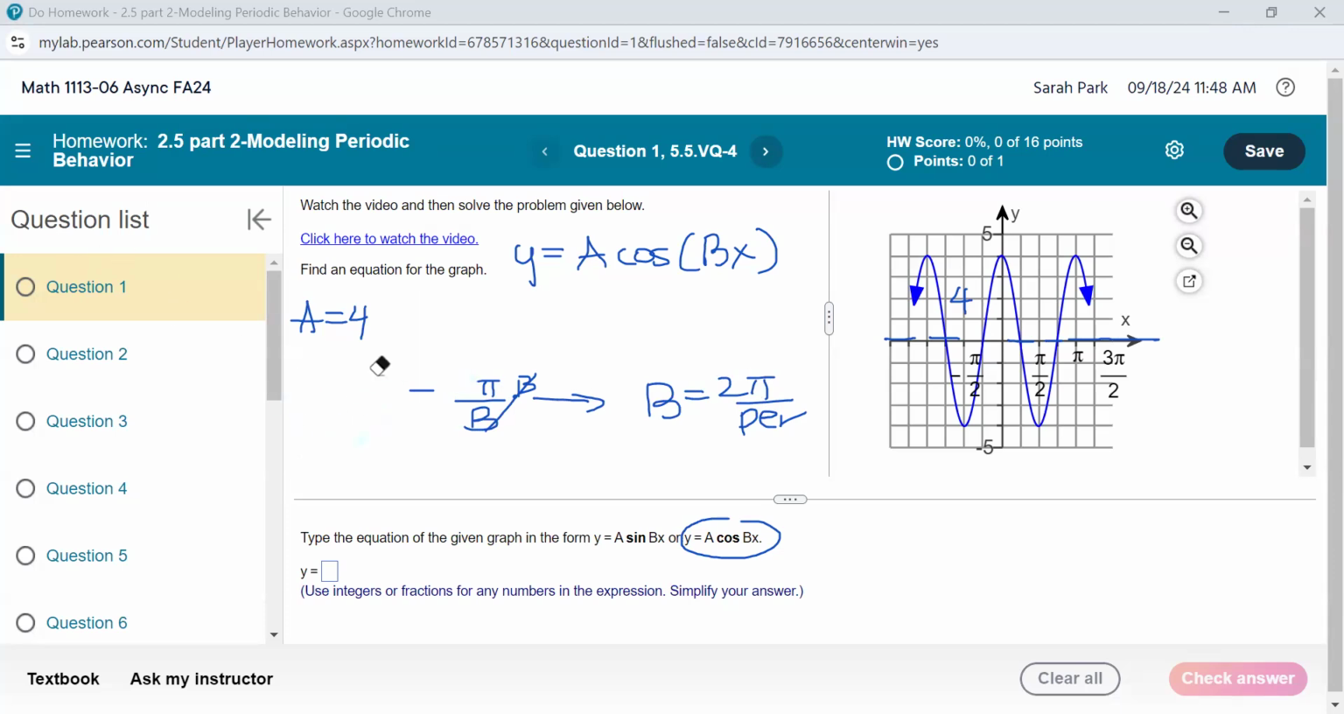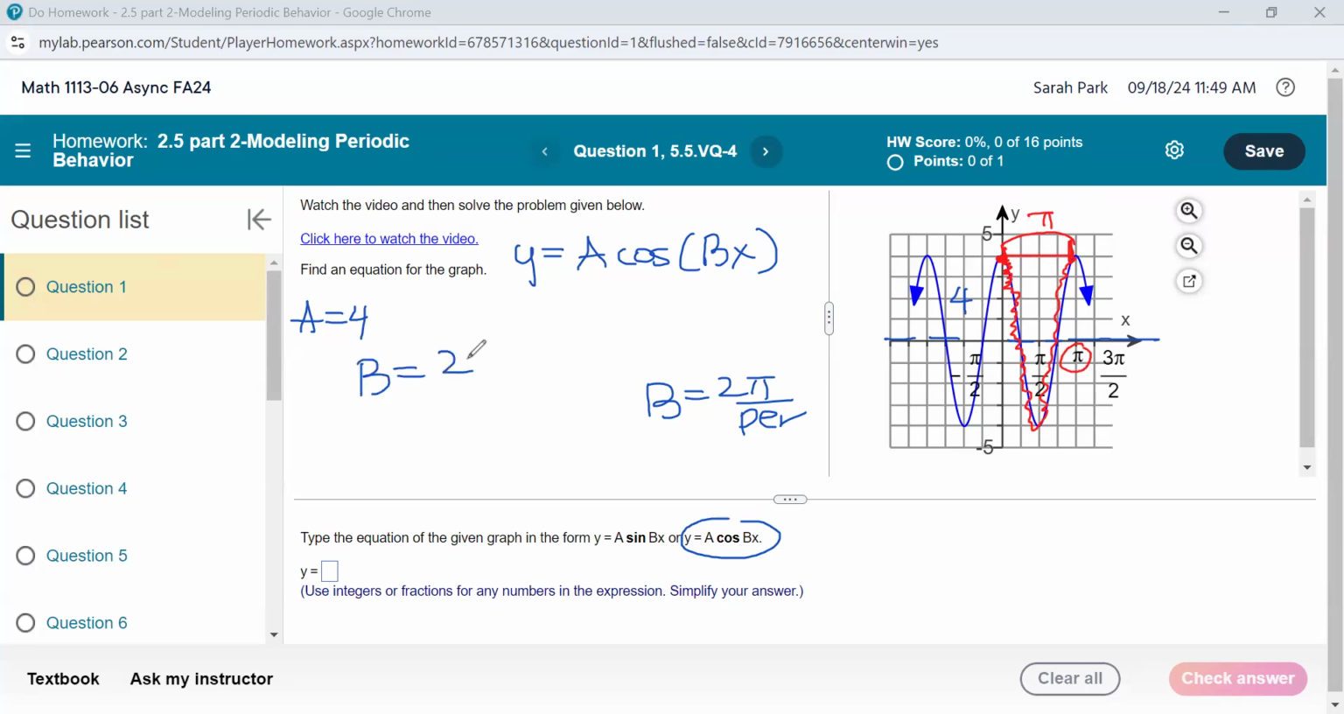So I'm going to use this formula that B is equal to 2 pi over the period. Now, how do we find the period? The period is how wide one wavelength is. So for a cosine function, one wavelength is, if you go from the top down to the top, so this is one wavelength. And how wide is that? Well, it's pi units wide, right? From here to there is pi units. And so the period is 2 pi.